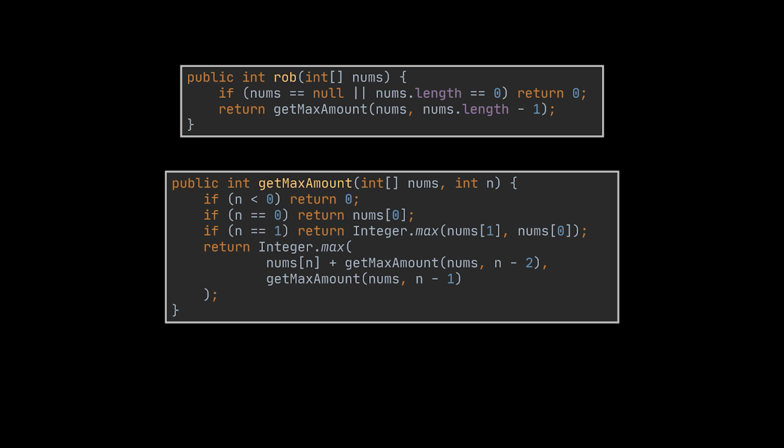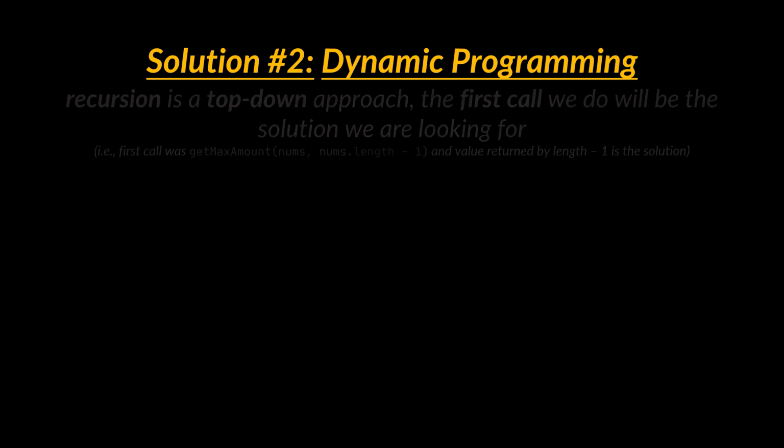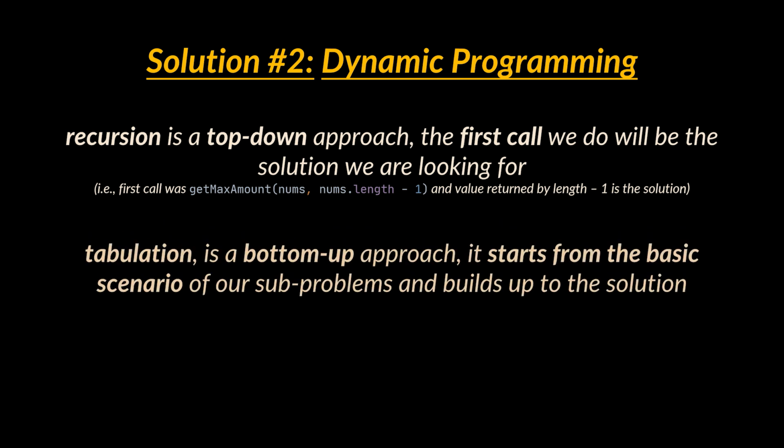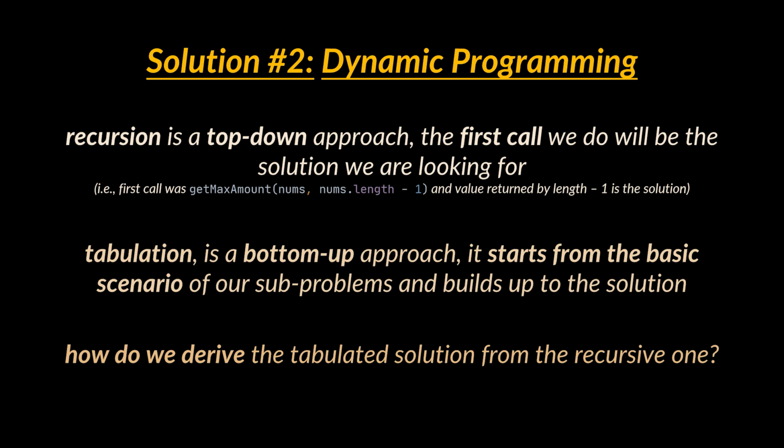Now, previously on several occasions we discussed the drawbacks of recursion, and the solution to this is making use of dynamic programming. You see, recursion, just like memoization, is a top-down approach, meaning if we were to represent this logic as a series of calls, the first call we made would be the solution we are looking for. It starts looking for answers from the top of the tree. However, tabulation, which we also previously explained, is a bottom-up approach. It starts from the first and basic scenarios of our subproblems and builds up to the solution we want. So, how do we derive the tabulated solution from the recursive one?